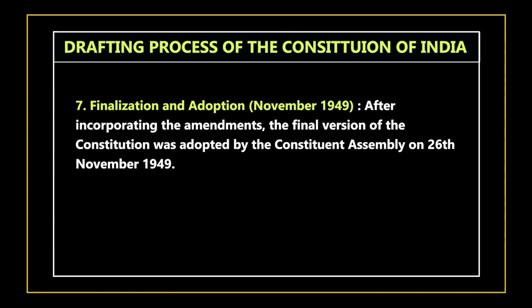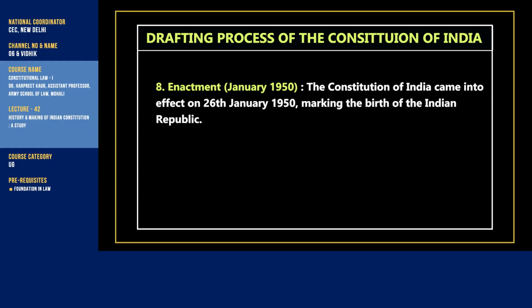Next is the finalization and adoption, that is in November 1949. After incorporating the amendments, the final version of the Constitution was adopted by the Constituent Assembly on 26th of November 1949. Enactment of the Constitution, January 1950. The Constitution of India came into effect on 26 January 1950, marking the birth of the Indian Republic.